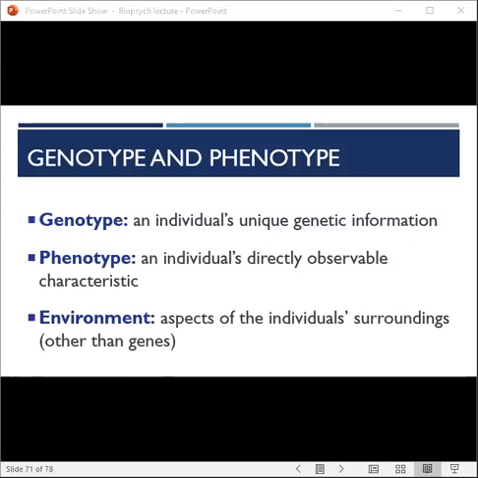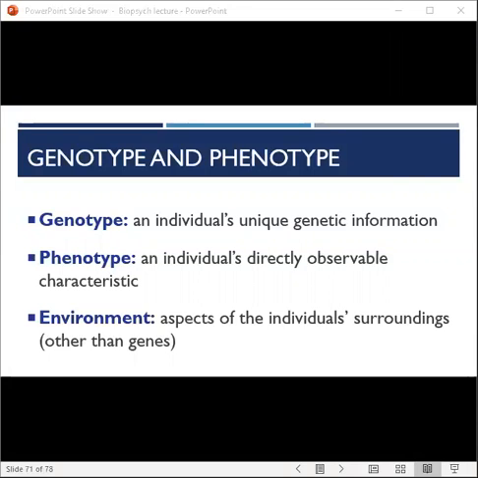Models of heredity and environmental influences identify 3 key factors: genotype, phenotype, and environment. The genotype is an individual's inherited genetic material. The phenotype is the observable expression of the genotype, including both body characteristics and behavior. And then the environment incorporates every aspect of individuals and their surroundings, other than the genes themselves.